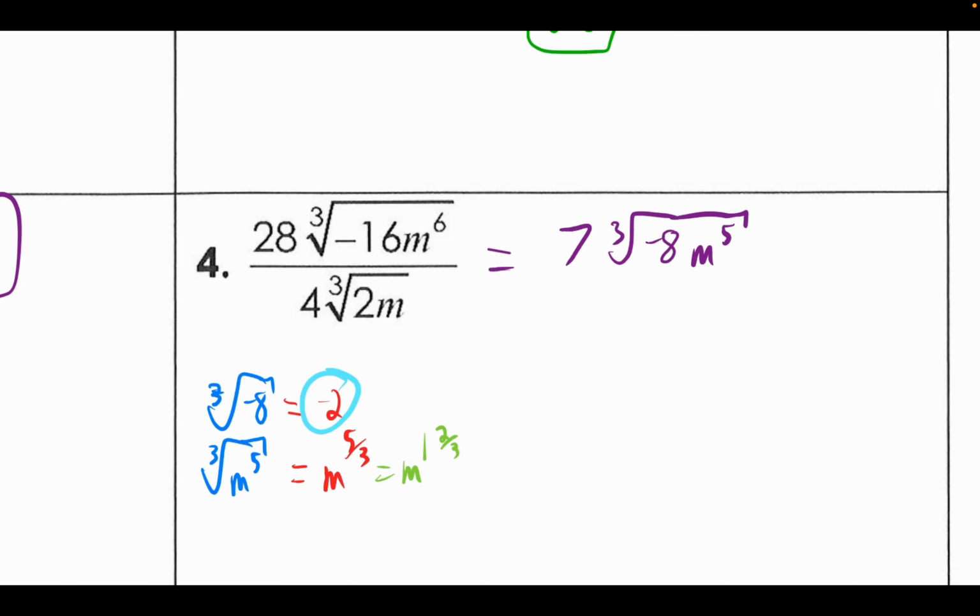So this negative 2 and the 7 multiply together to give us negative 14. I'm going to make that negative a little more emphasized in that too. The m to the first is outside the radical. And the m to the 2/3 tells us it's the cube root of m squared.